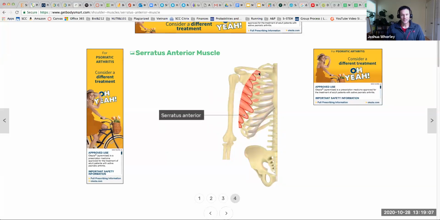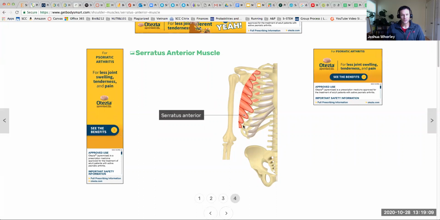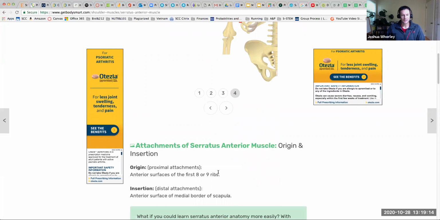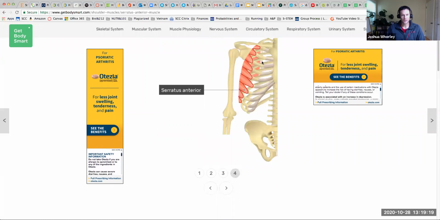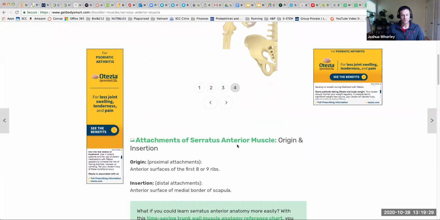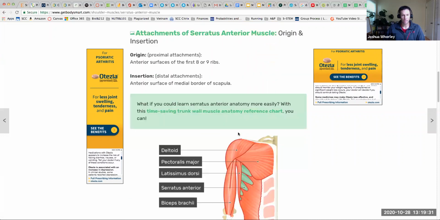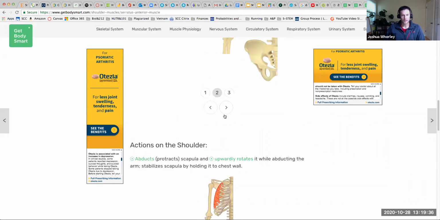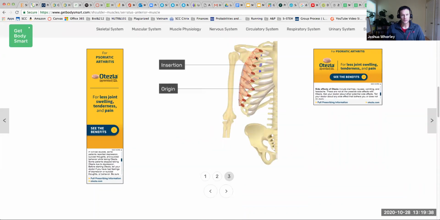So here it is originating on these true ribs, even on a couple of false ribs there. It depends, but first 8 or 9 ribs, and then inserting on the anterior surface of the medial border of the scapula. So remember, this is the anterior surface here where we have our subscapularis. This is the medial border. So it's inserting there. Let's take a look. Yeah, there we go. So these are all the origins in red, the insertion there in blue.